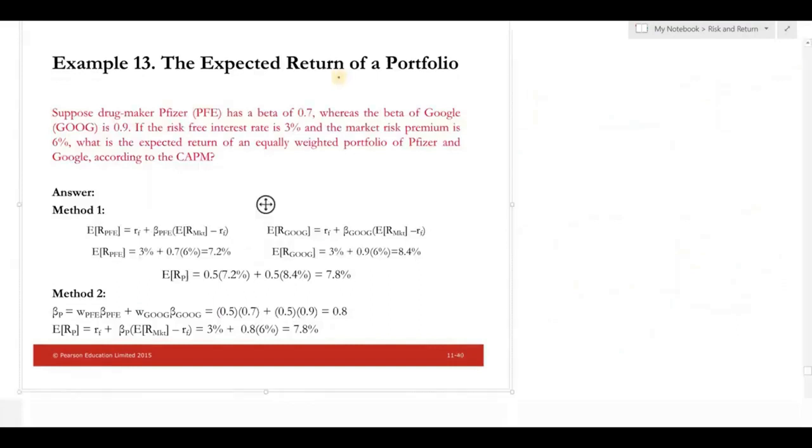So let's understand this question. There are two stocks. PFE has a beta of 0.7 and Google has a beta of 0.9. If the risk-free rate is 3% and the market risk premium is 6%, where risk premium means Rm minus RFR, remember, what is the expected return of an equally weighted portfolio of these two stocks according to the CAPM? So it means we have two stocks. This is stock number 1 and this is stock number 2.